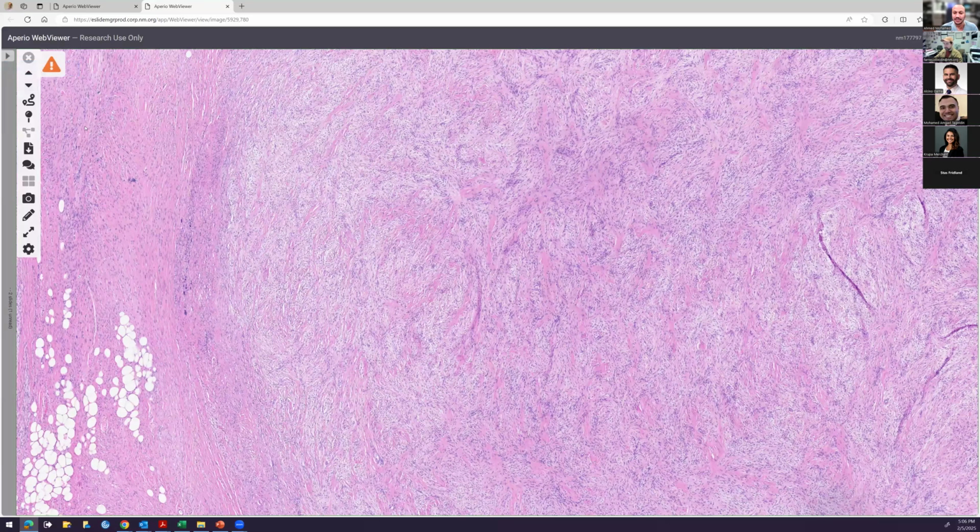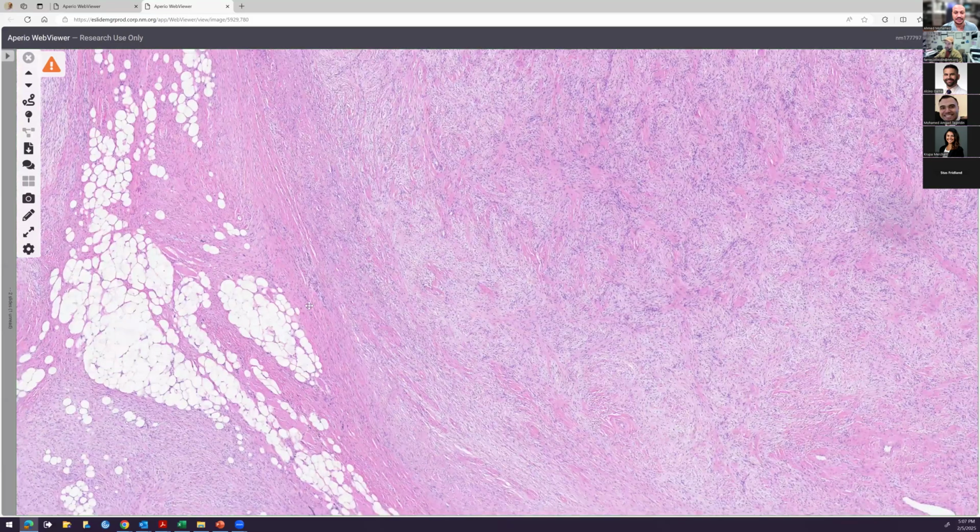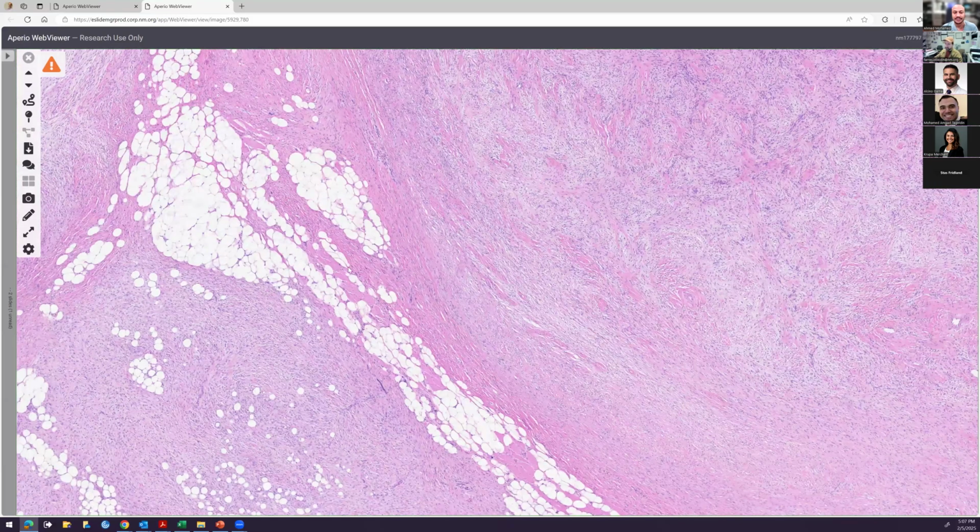I think 99% of the cases are positive for MUC4. Yeah, it stains the spindle cells. Right, exactly. The vast majority, more than 99% of low-grade fibromyxoids will be MUC4 positive. For whatever reason, it's a very specific and sensitive marker in this context, right?